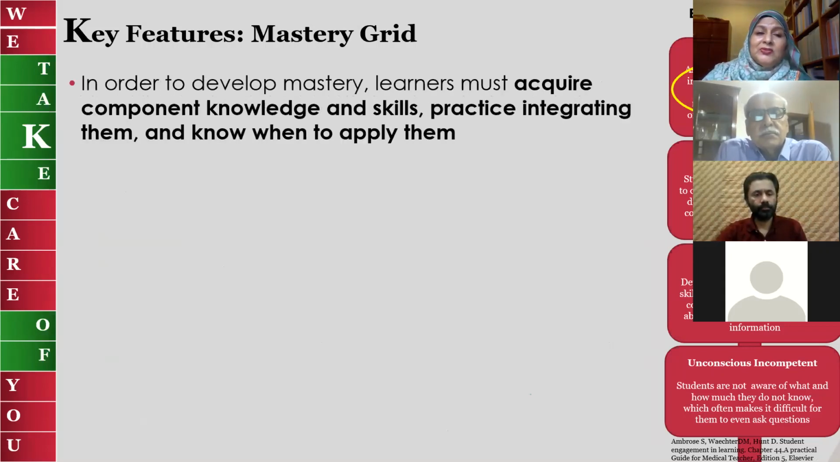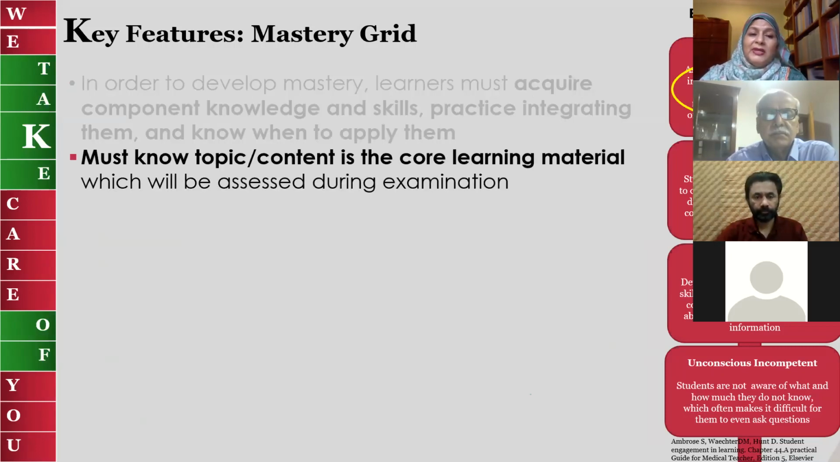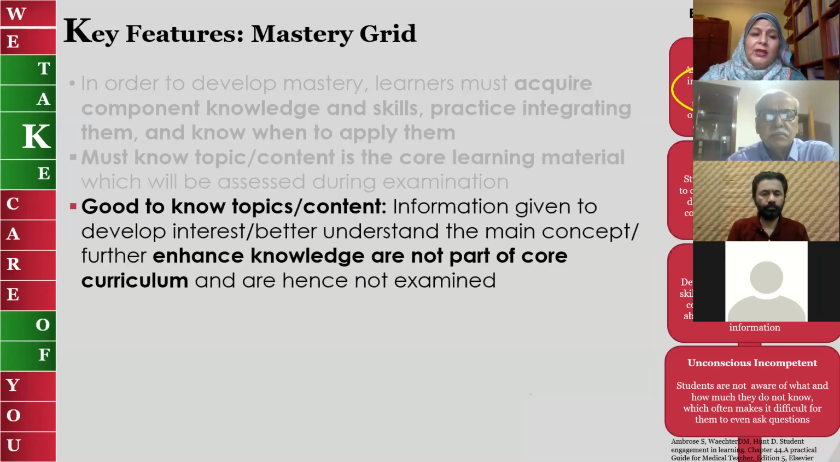You can also provide the mastery grid to the students. Mastery is to acquire competent knowledge and skills, practice integrating them, and know when to apply them. Must-know topics and content are the core learning material which will be assessed during examination. And good-to-know topics are those which are developed just for the interest of the students. They enhance the knowledge, but they are not part of the core curriculum and will not be examined. While delivering the lecture in the sessions, we tell the students these are the must-know topics, so the students should be aware of those must-know topics.